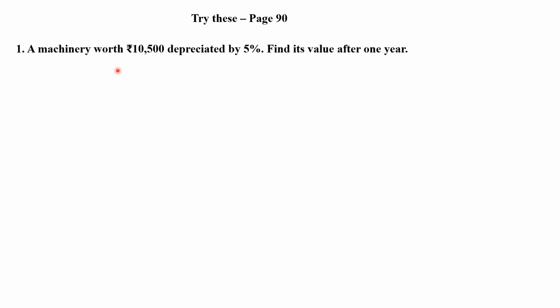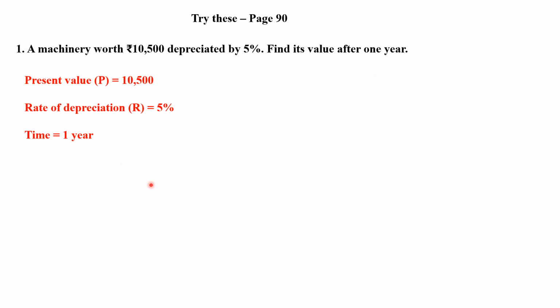Now we will try these questions given on page 90 of your NCERT textbook. So the first question is, a machinery worth 10,500 rupees depreciated by 5%. Find its value after 1 year. So here, what values are given? Present value is given, then rate of depreciation is given, and you have to find the value after 1 year. So time is given as 1 year.